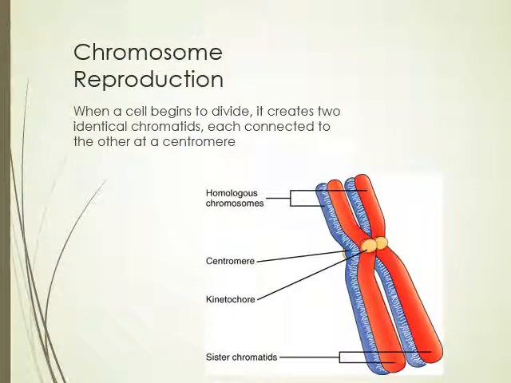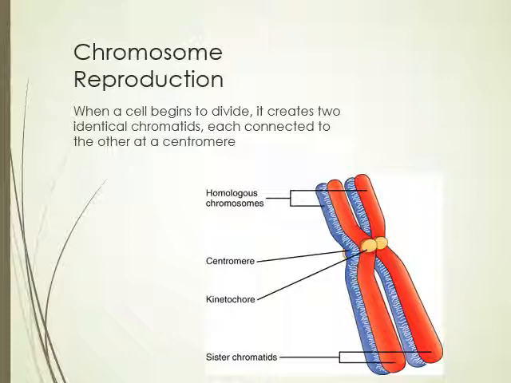When a cell begins to divide, it creates two identical chromatids, right? We talked about this in the earlier lecture. You have a single chromosome. That chromosome is going to reproduce itself. You're going to have this happen. When does this happen? What phase do you copy your DNA? S phase. S phase during interphase, right? So you double the amount of DNA present. They're going to be connected at that centromere.